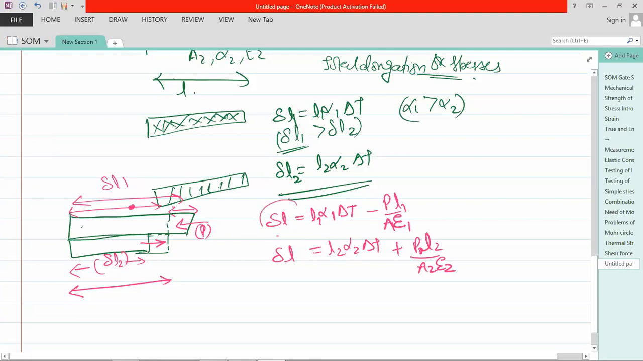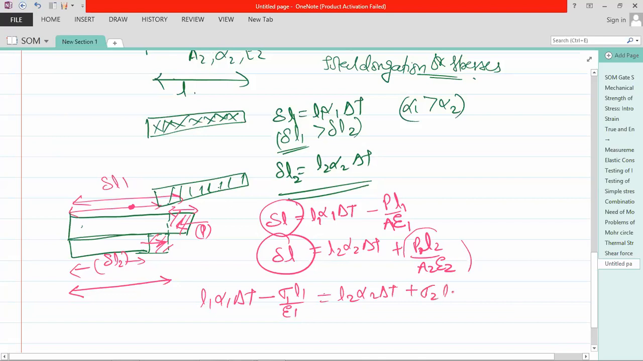Now this is equal, but this P is trying to reduce the length, and this term is trying to increase the length, so that the final length will be equal. That means L1 alpha 1 delta T minus sigma 1 L1 upon E1 is equal to L2 alpha 2 delta T plus sigma 2 L2 upon E2.